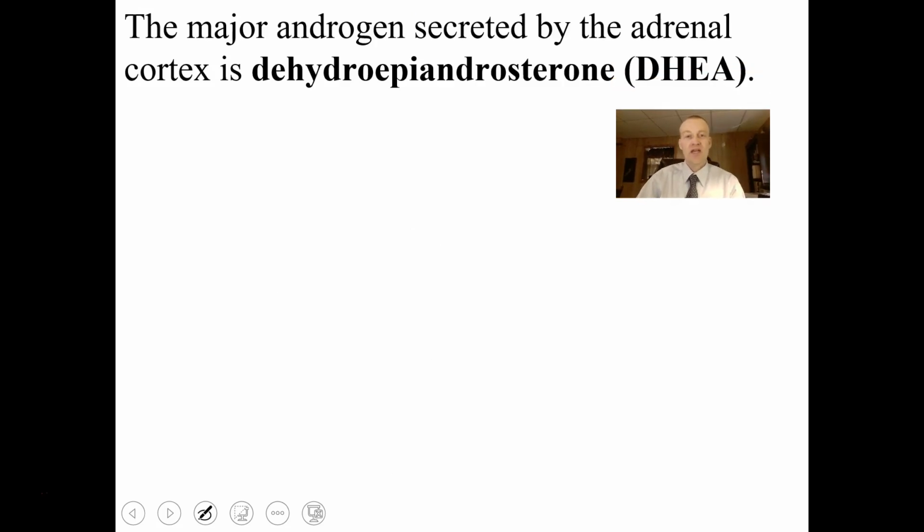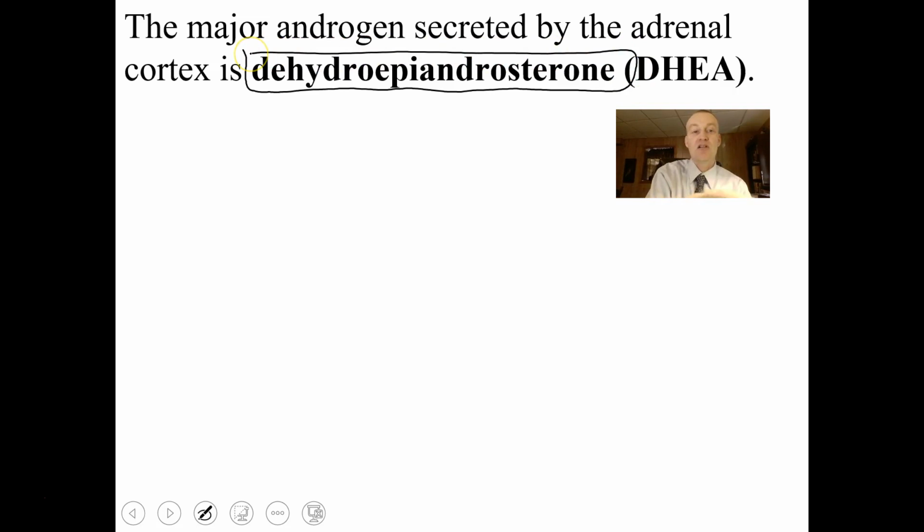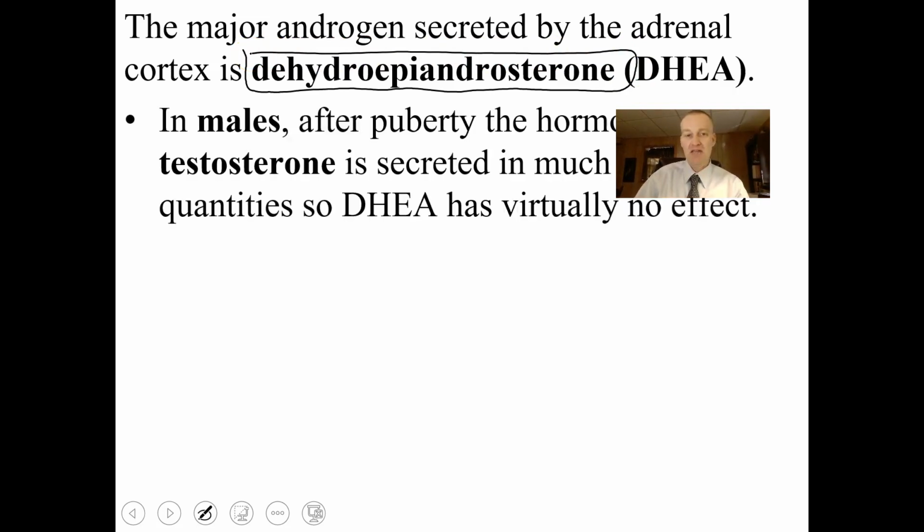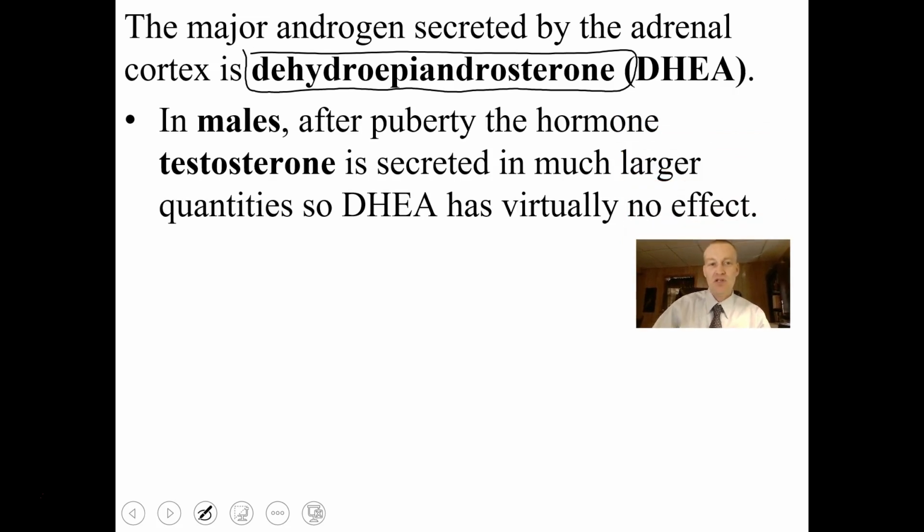So there are different androgens that are secreted by the adrenal cortex. The main one is called dehydroepiandrosterone, and we know it as DHEA. In males, after puberty, the major androgen circulating in the body is testosterone, and it's secreted in such a large amount that DHEA has virtually no effect on an adult male body.